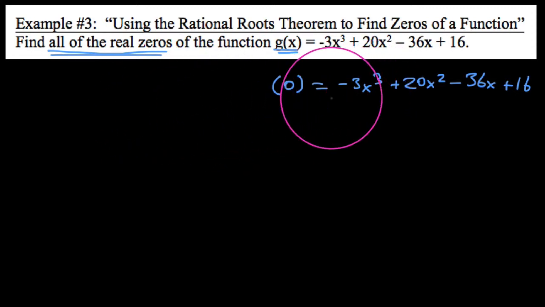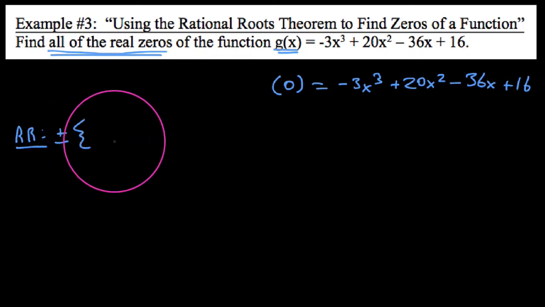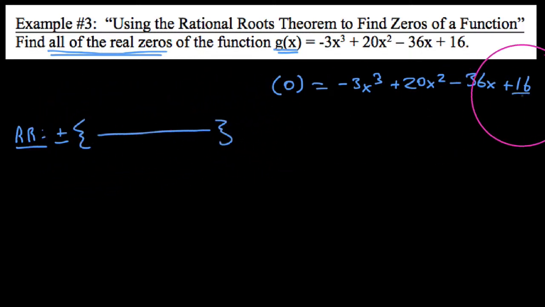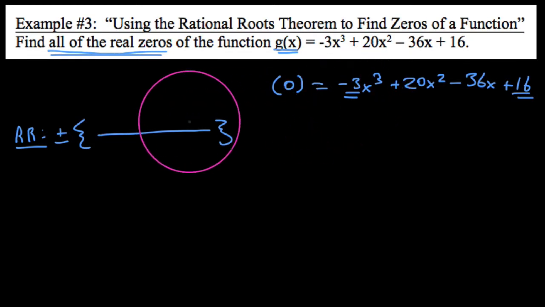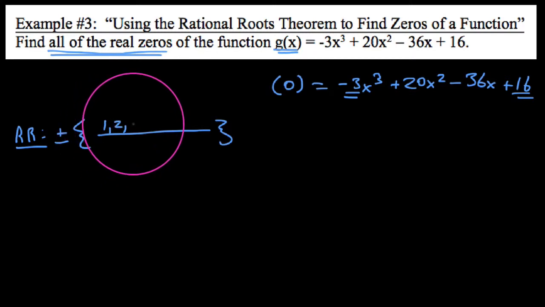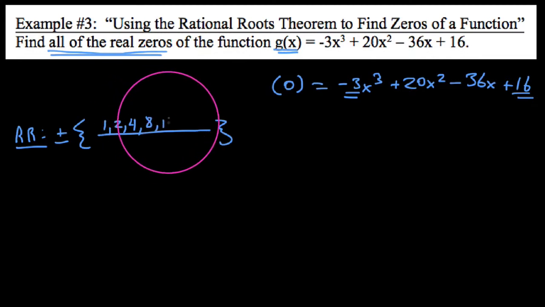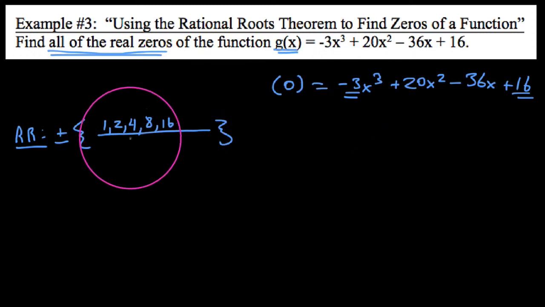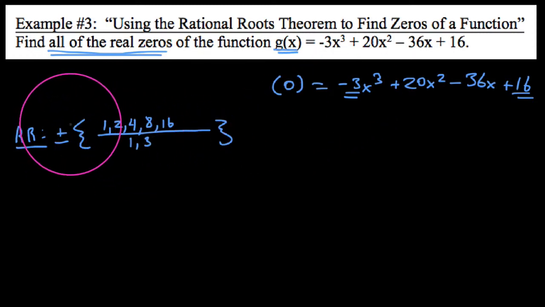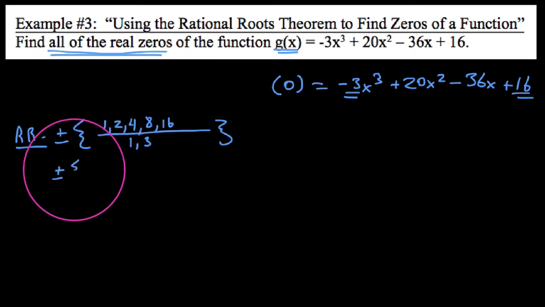So we say, well, what could possibly go into this third degree polynomial function? Let's make our list of possible rational roots. Recall that this is the set of factors of the constant term over the set of factors of the leading coefficient. So the factors of 16 are 1, 2, 4 (4 times 4), 2 times 8, and 1 times 16. And the factors of the leading coefficient here are 1 and 3. And this is all plus or minus, because we can have either positive or negative factors of a number.